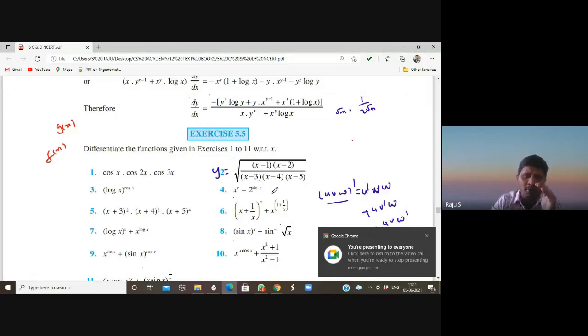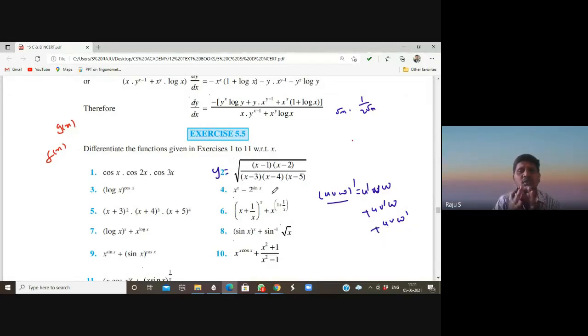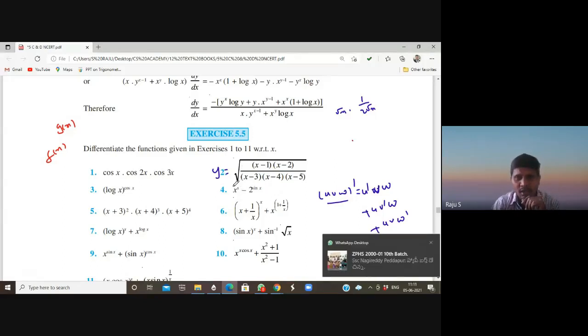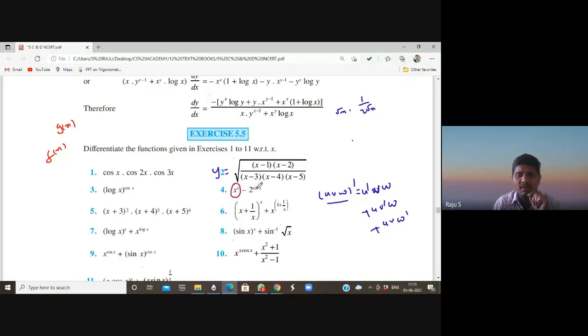Function in the form of function power function, you should apply log on both sides. Here also you can observe question number 4, function power function. Here you should observe that 2 is the base, a power x is an exponential function, but the power sine 2x is there. So here also it's better to take log on both sides.